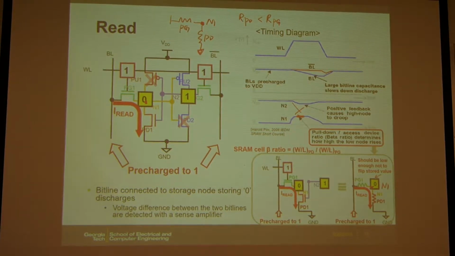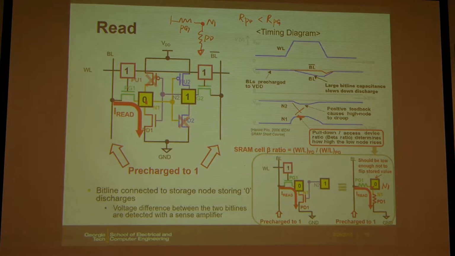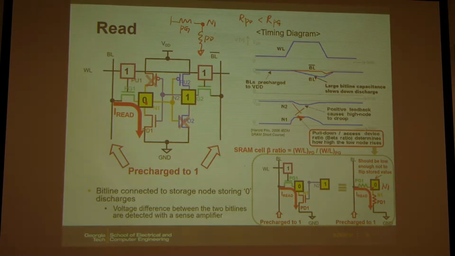So we are going to continue our discussions on the SRAM cell design. And in the last lecture, we stopped here. So in the read operation, what we need to do is to pre-charge the bit line and bit line bar with VDD. And then you turn on the word line.